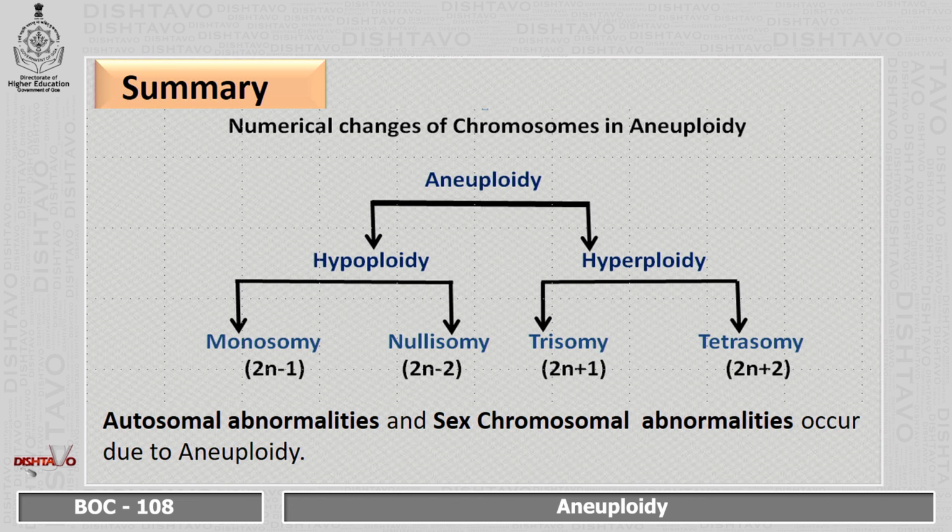So in this topic we have learnt aneuploidy, the types of aneuploidy due to deletion and due to addition, which can be autosomal and which can be a sexual chromosomal abnormality due to aneuploidy.